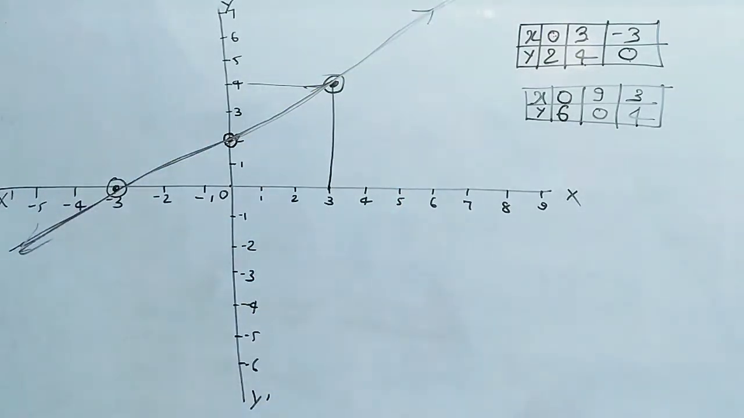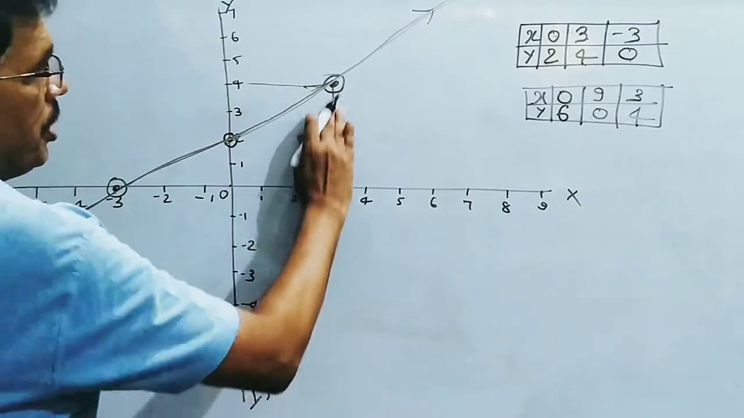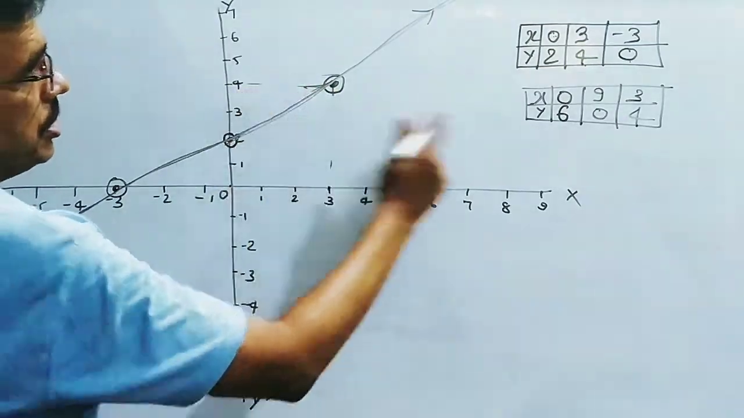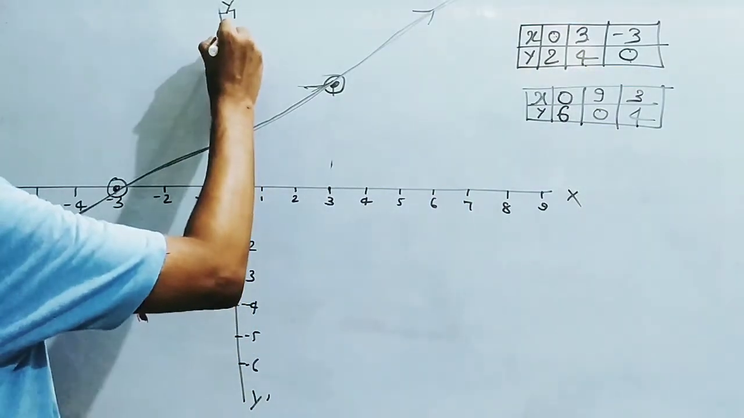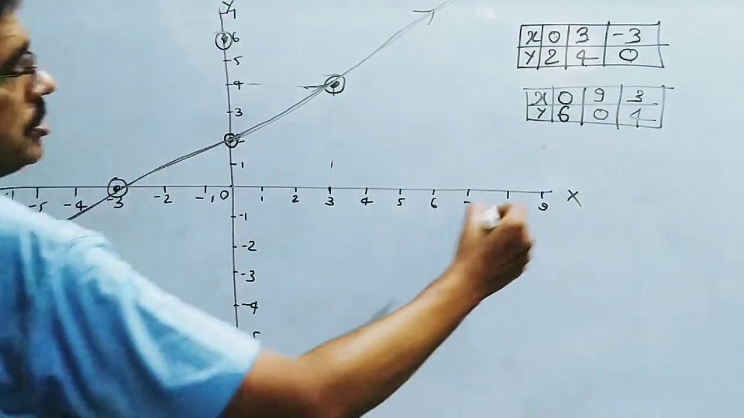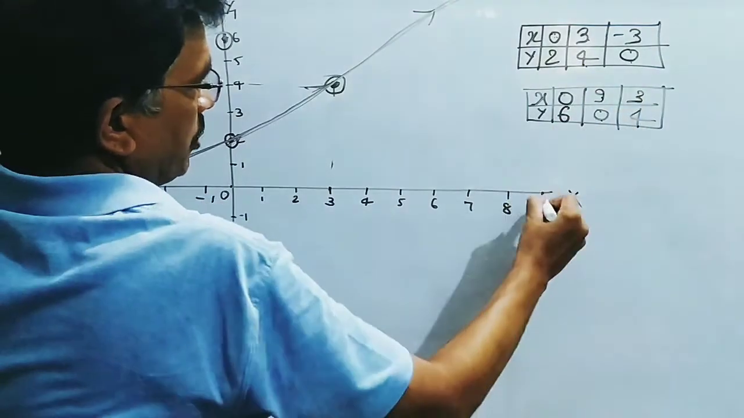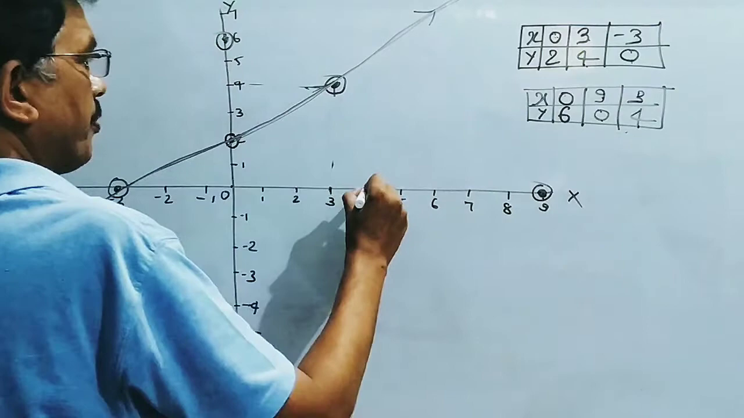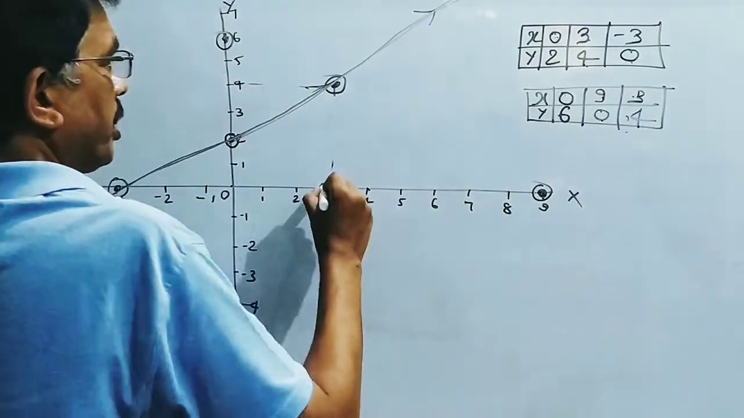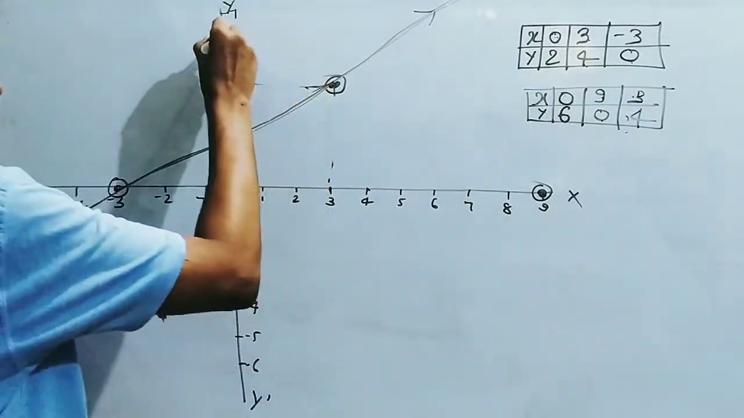Now your points are x is 0, then y is 6. x is 9, then y is 0. x is 3, then y is 4. And you draw a straight line.